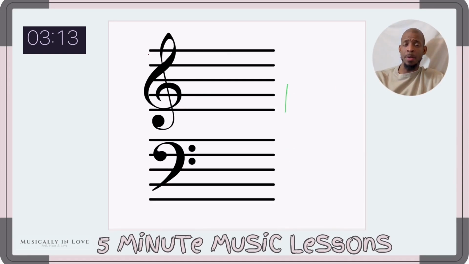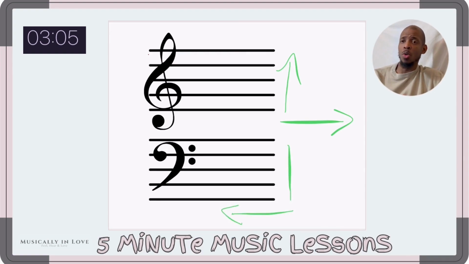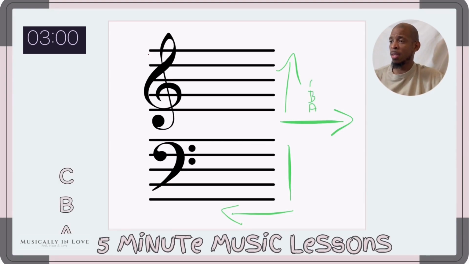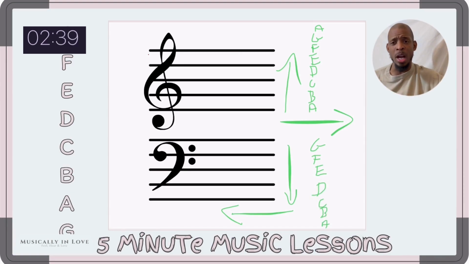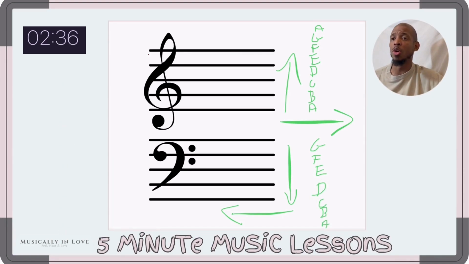When going up on the staff, it means that you're going forwards in the alphabet. And when you're going down on the staff, it means that you're going backwards in the alphabet. So when you're going up on the staff, the alphabet would look like this: A, B, C, D, E, F, and G. And if you needed to continue going higher than G, you would start over with the pattern with A. And when you're going down on the staff, the pattern will look like this: G, F, E, D, C, B, A. And if you needed to continue going lower than A, then you would start over the pattern at G.